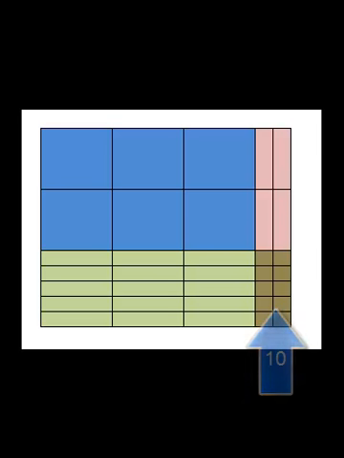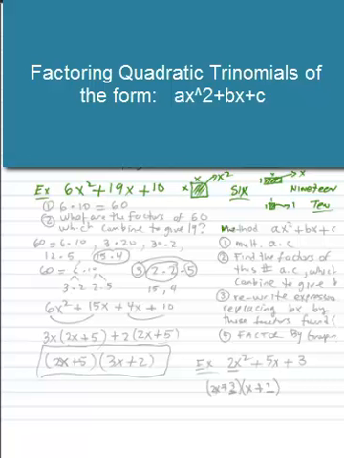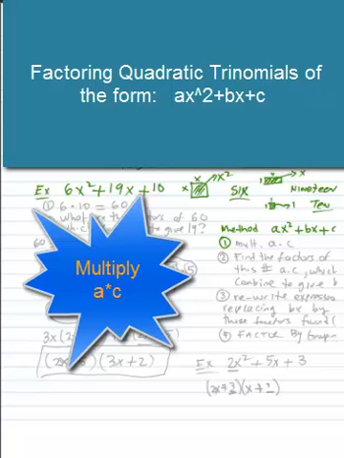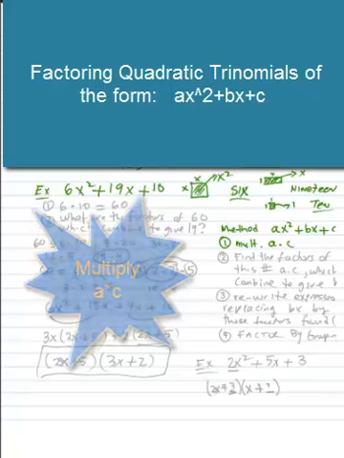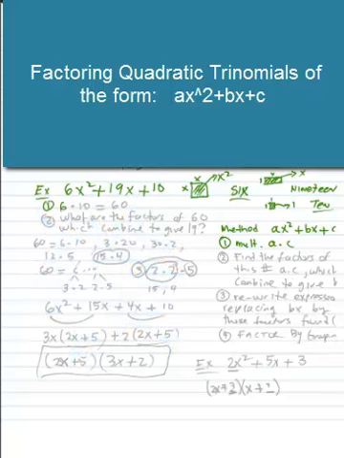So we develop a method for factoring something like this, the method for factoring ax squared plus bx plus c. The method that we're going to use is similar to the method that we used when the leading term was 1x squared. The first step is to multiply a times c. So in this example, the first step would be to take 6 times 10, which is 60.